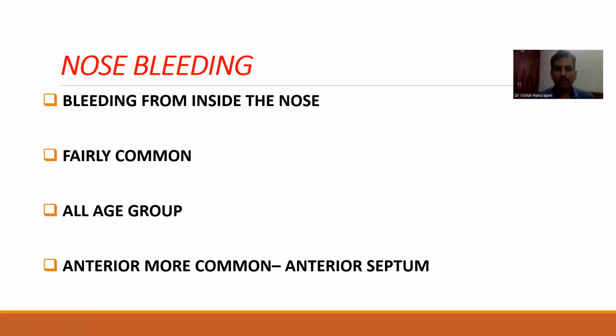We all encounter this situation in our daily routine, with many patients presenting, from a small child to the elderly population. Almost all age groups can present with this symptom. There are two types of epistaxis, anterior and posterior. The anterior one is more common, and the most common site of the anterior bleeding is the anterior septum.